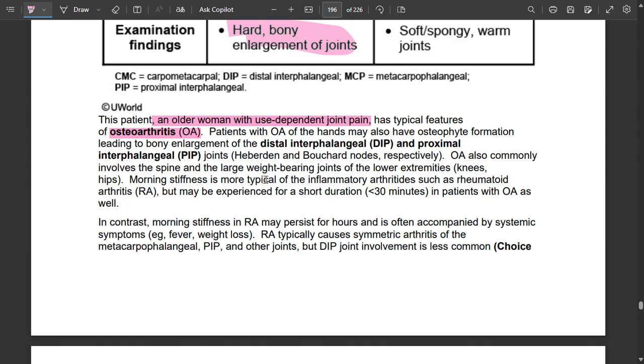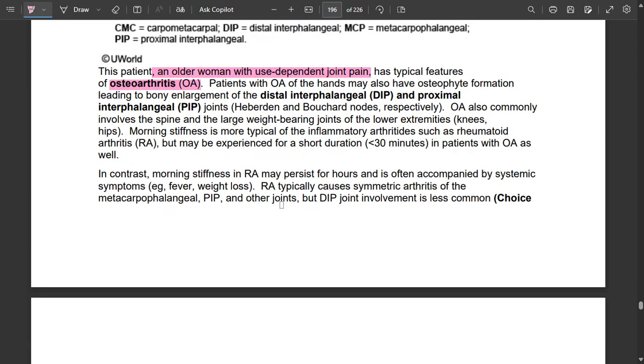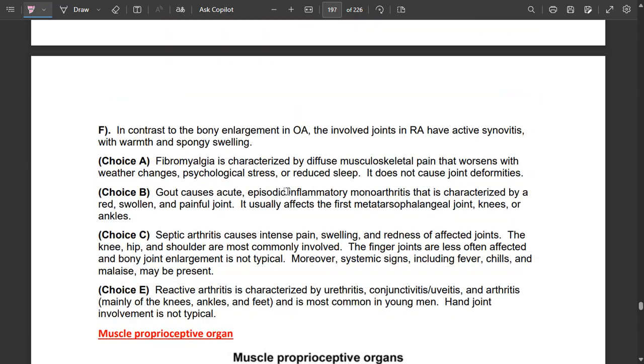Morning stiffness is more typical in rheumatoid arthritis, RA, but may be experienced for a short duration in patients with OA as well. In contrast, morning stiffness in RA may persist for hours and is often accompanied by symptoms like fever, weight loss, etc. They cause symmetric arthritis of the metacarpophalangeal, PIP, and other joints, but DIP is spared. So, in contrast to bony enlargement in OA, the involved joints in RA have active synovitis with warm and spongy swelling.